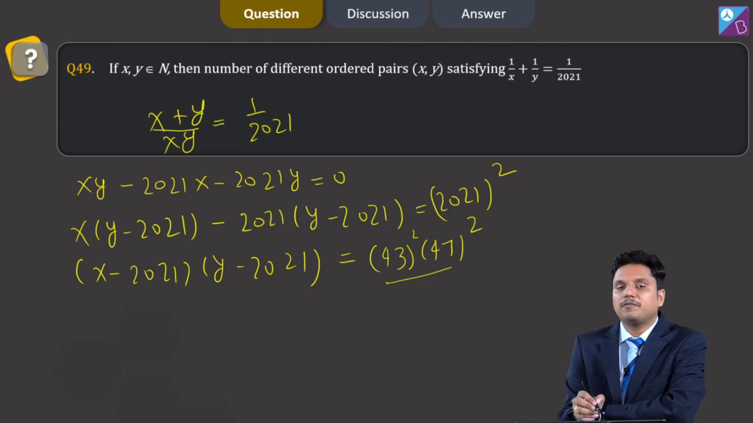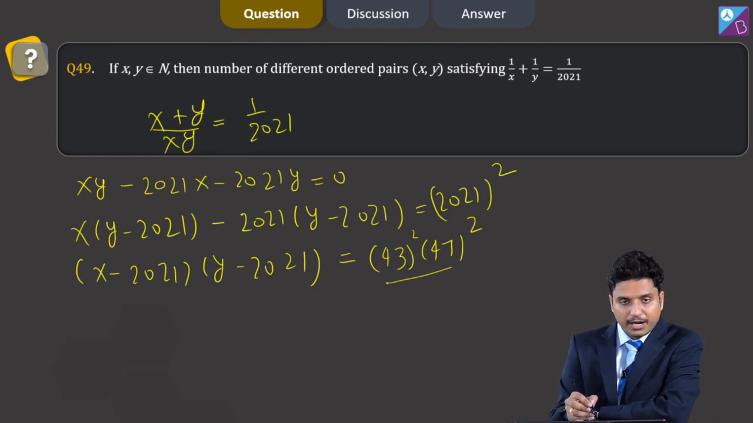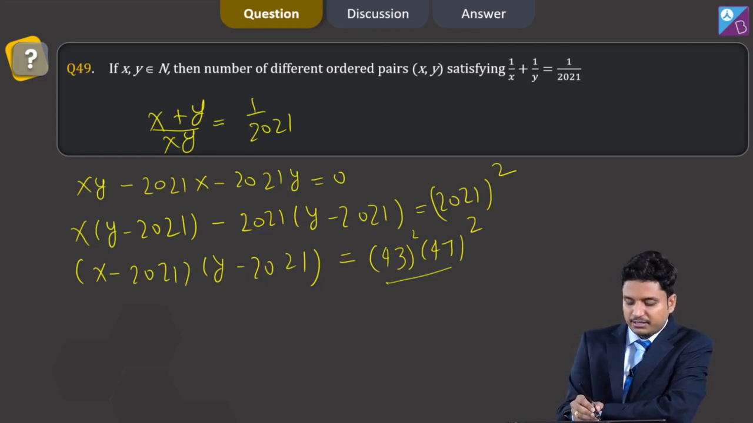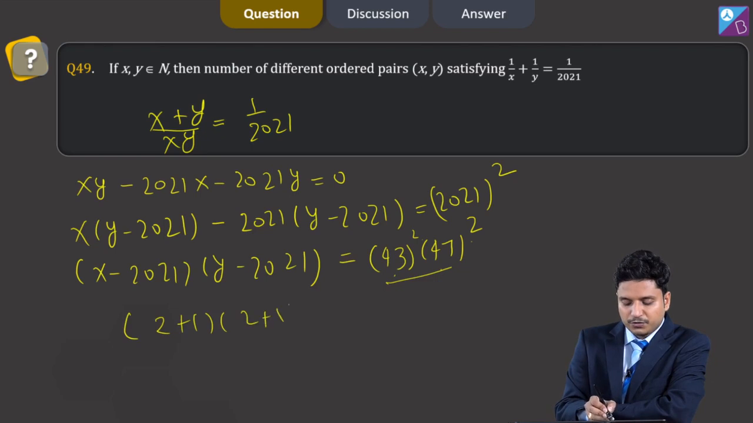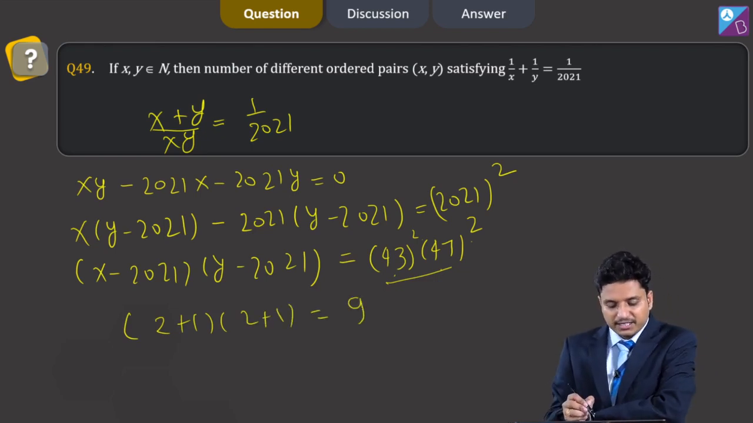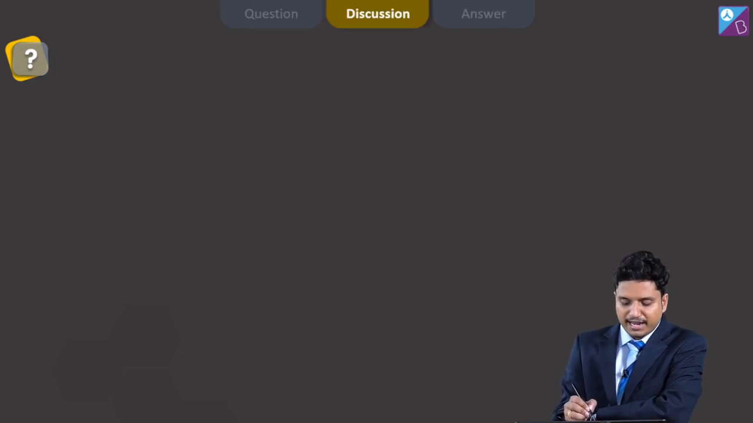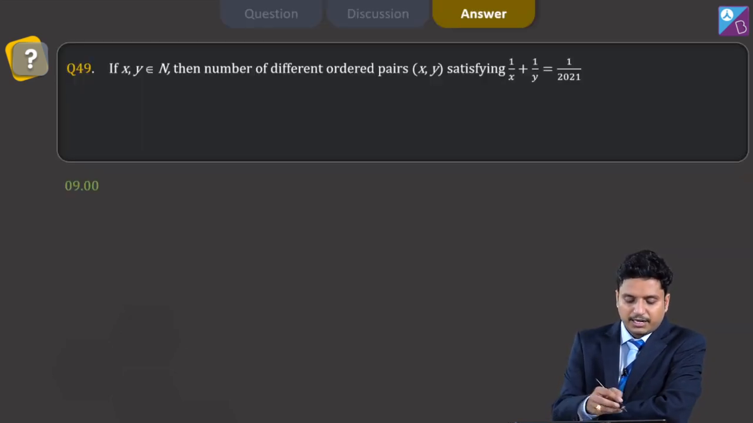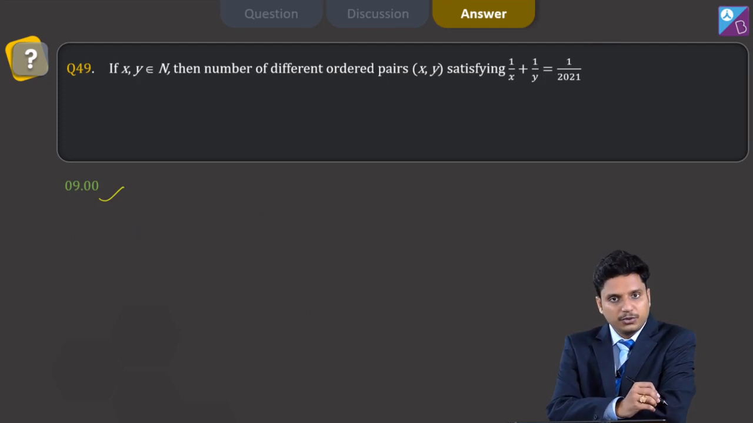So the total number of factors will be in this case equal to 9, as we know that this is a prime number whole square, and another prime number whole square. So the number of factors will be 2 plus 1 into 2 plus 1. So total 9 factors are there. That means x and y can have 9 different ordered pairs. So the correct answer for this will be equal to 9.